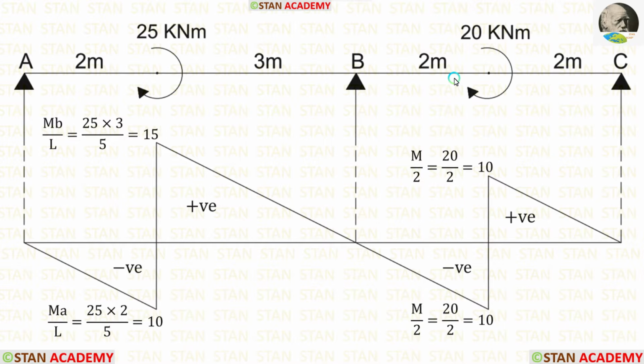Now, let us take the span BC. Here, there is a concentrated moment acting on the center. The formula to calculate the ordinates are M upon 2 and M upon 2. Using the formula, we are getting 10 and 10. On the right side, it will be positive, and on the left side, it will be negative.